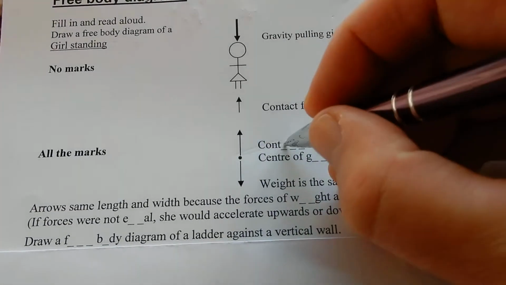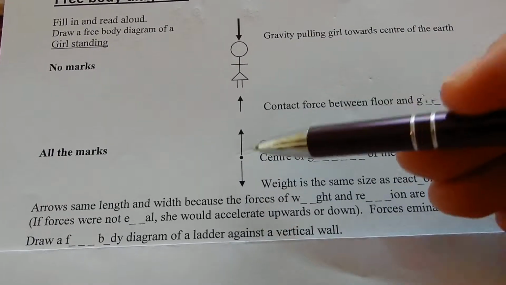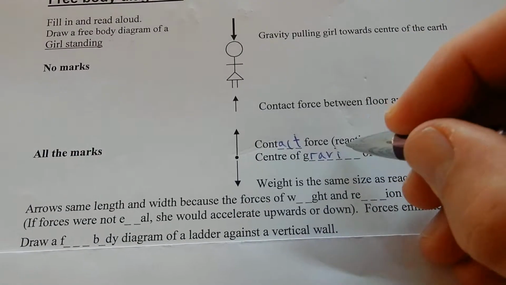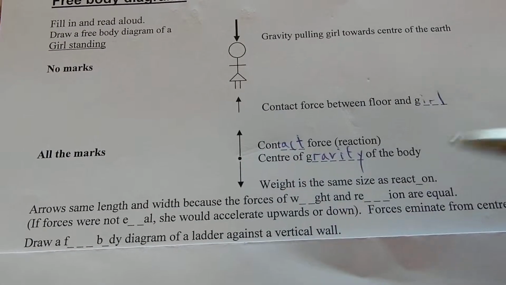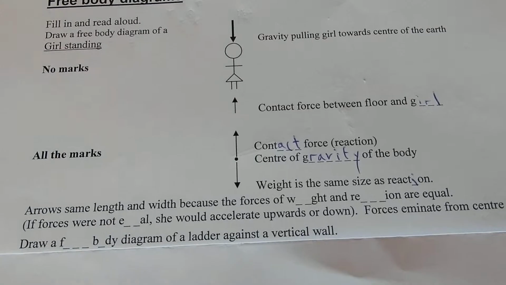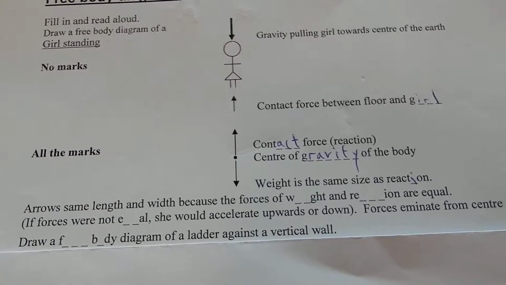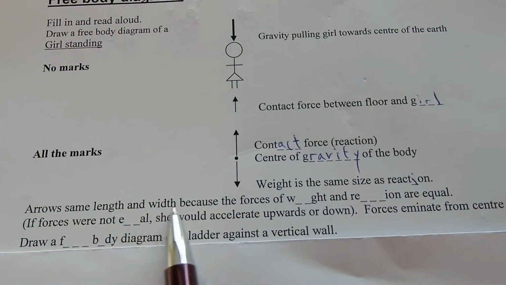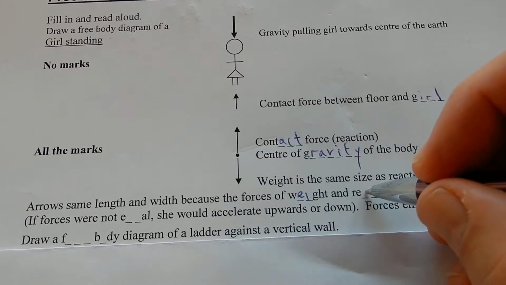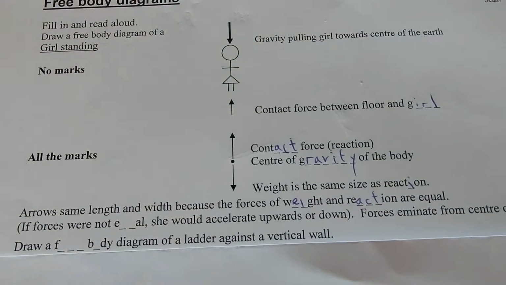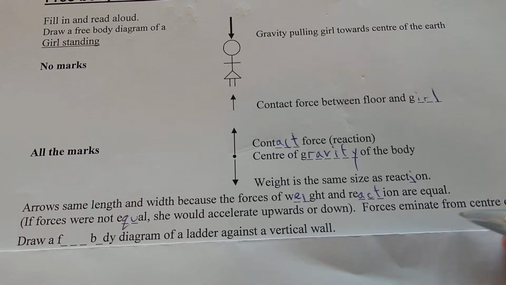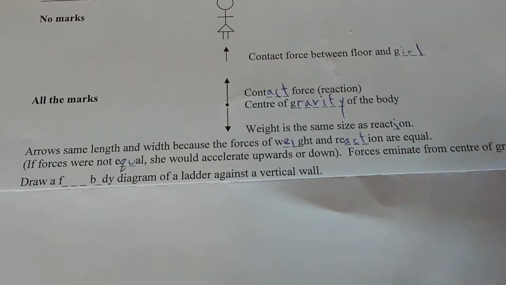Contact force, the reaction going up, the centre of gravity being a point, a dot. The weight is the same as the reaction. Yes, so it's the same length, it's the same width, the arrow. Arrows, same length and width, because the forces of weight and reaction are equal. If forces are not equal, she would accelerate upwards or downwards. Forces emanate from the centre of gravity.